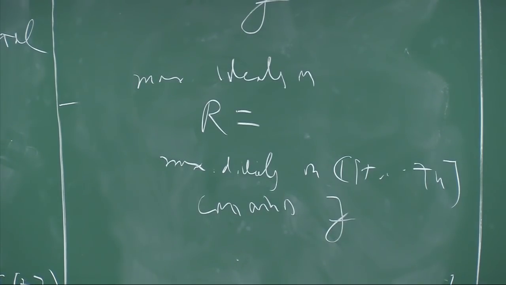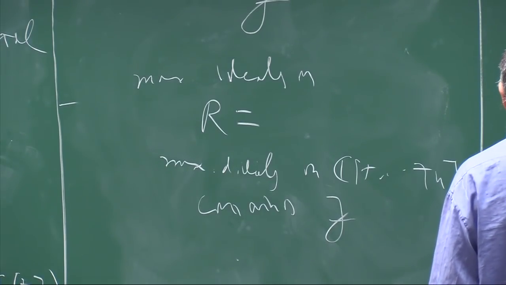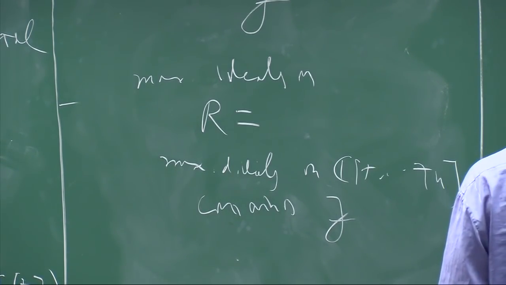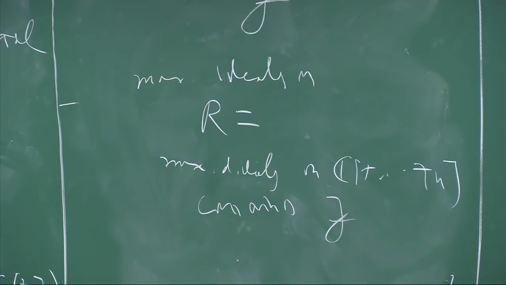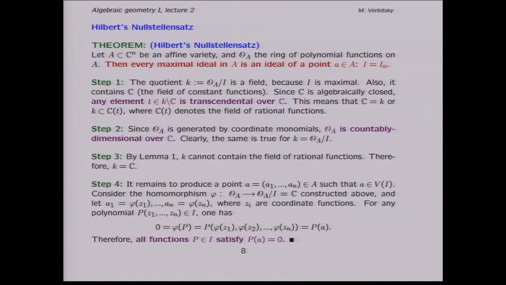Okay, so step one, the proof. I want to prove that the quotient is C. We take I, this maximal ideal inside R. Then I contains C, just the scalars. R by I is a field. So it's an extension of C.